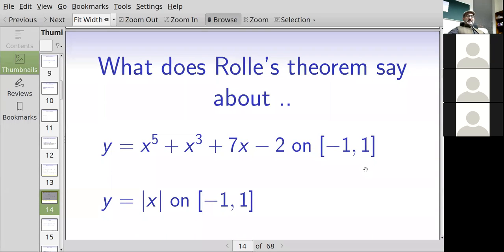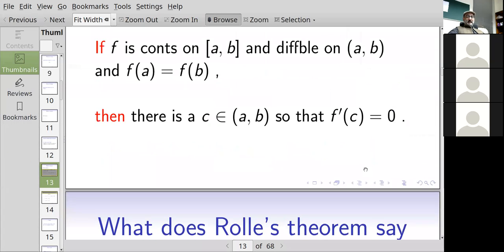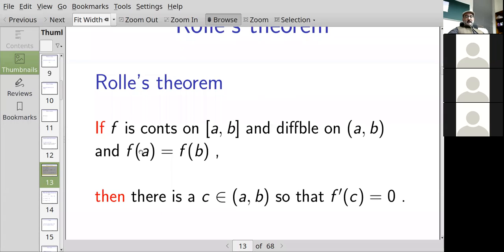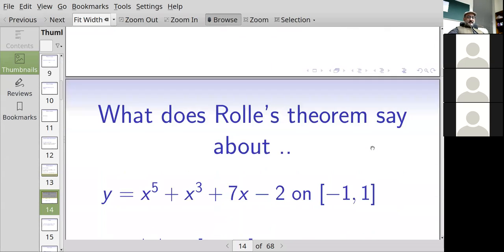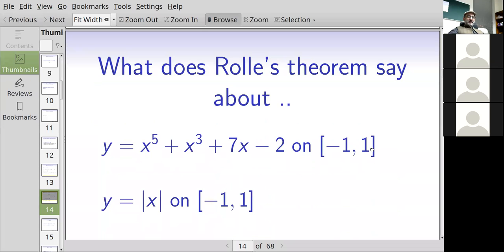Okay, y equals absolute value of x on -1 to 1. Can I apply Rolle's theorem here? No, sir, because it isn't differentiable at x equal to 0. It says, is it continuous from -1 to 1? Yes, it is. The absolute value function is continuous from -1 to 1. But it is not differentiable everywhere from -1 to 1. In particular, it's not differentiable at x equal to 0. So we can't use this. This theorem doesn't tell us anything about it.